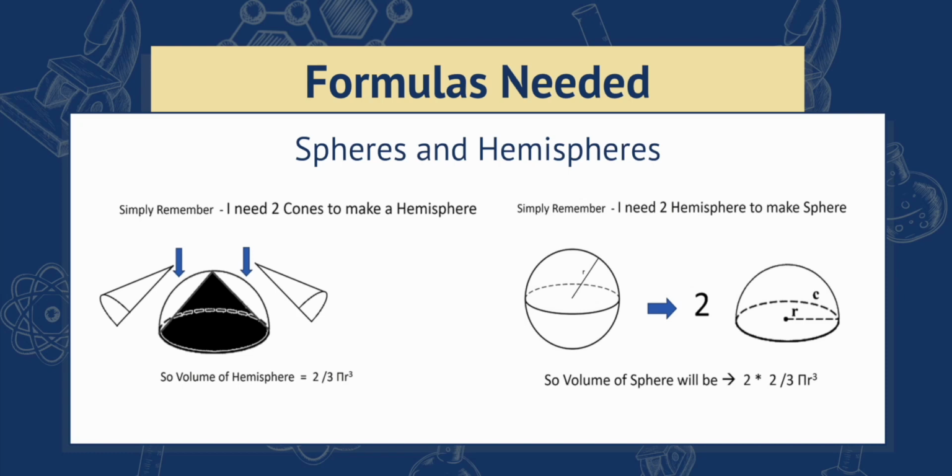Next, spheres and hemispheres. Simply remember that we need 2 cones to make a hemisphere. So if the volume of a cone is 1/3 pi r squared height, the volume of a hemisphere is 2/3 pi r squared height, but instead of height, we will be using radius. So it will be 2/3 pi r cubed. And of course, we need 2 hemispheres to make a sphere. So the volume of a sphere will be 2 times the volume of the hemisphere. So it will be 4/3 pi r cubed.